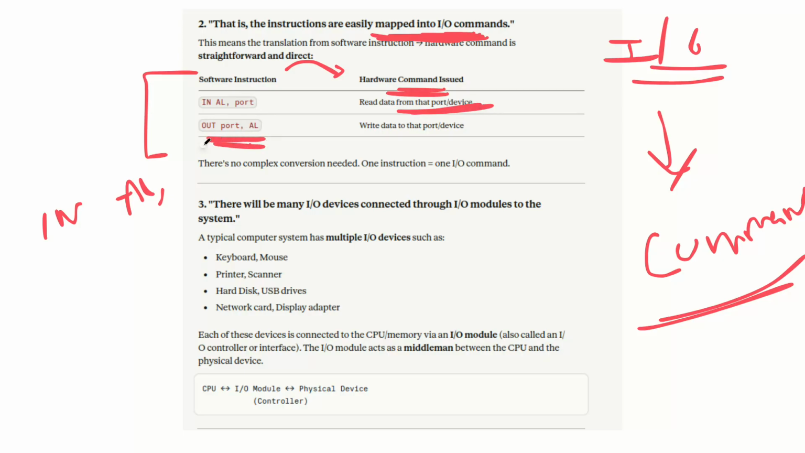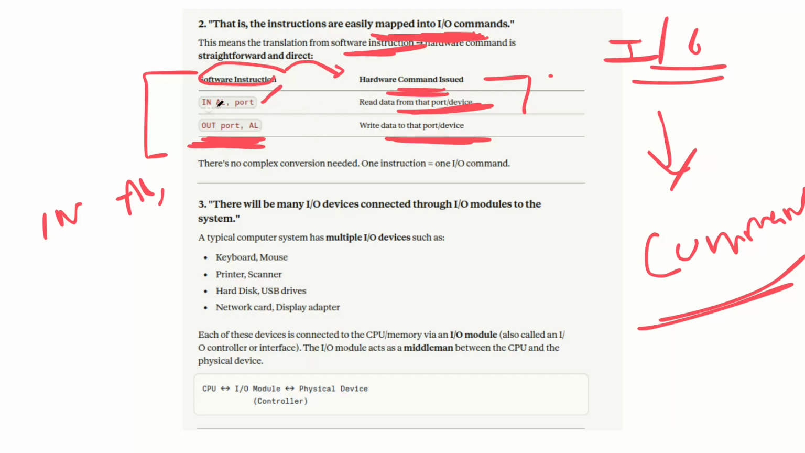Now here it means we are writing the data to the port; this hardware instruction command would be there. So this is how the software instruction is easily mapped to this IO command. This means that the translation from the software instruction to hardware command is straightforward and direct. What do we mean by this? That itself is the hardware command.